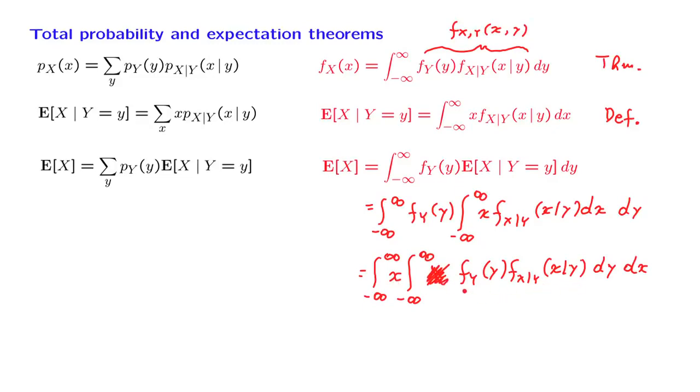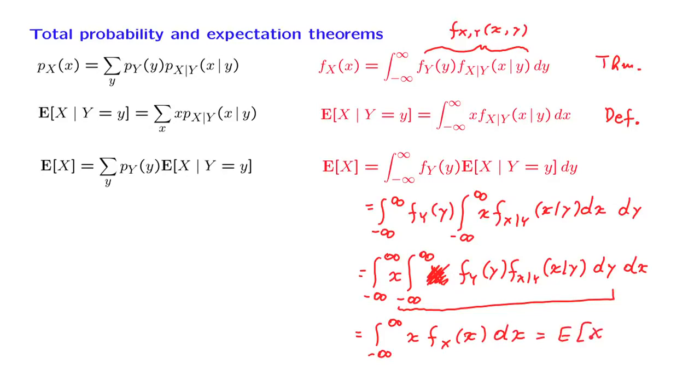What do we have here? This part, by the previous fact, the total probability theorem, is just the density of x. So we're left with the integral of x times the density of x dx, and this is the expected value of x.